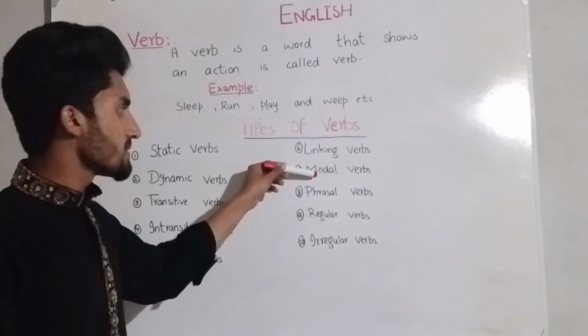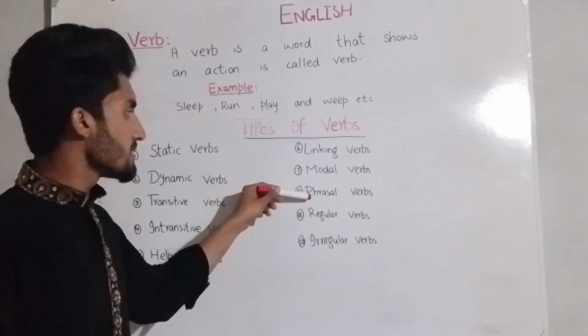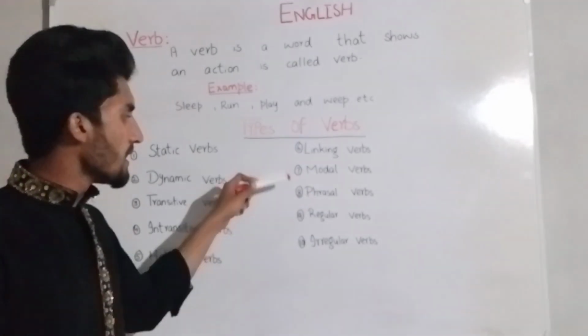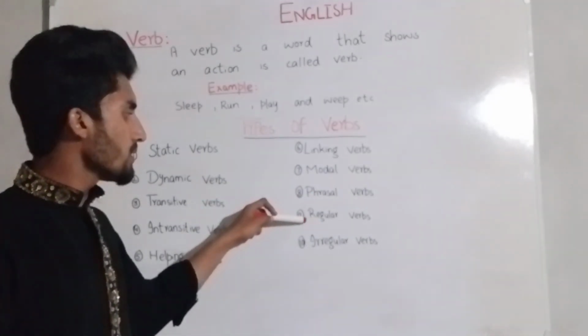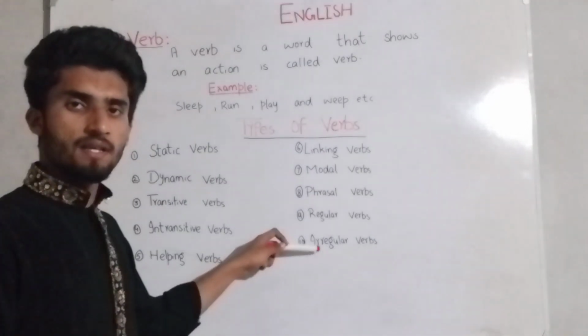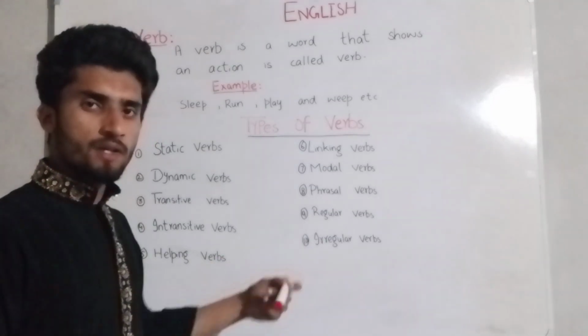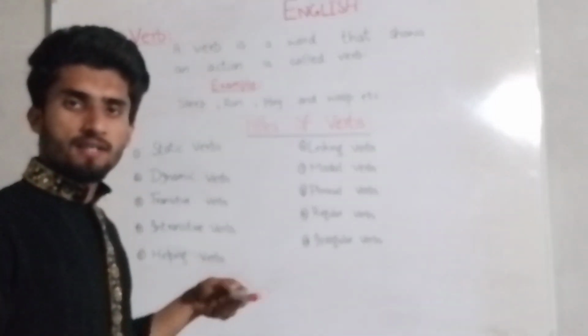And the seventh is modal verbs. And the eighth is phrasal verbs. And the second last is regular verbs. And the last is irregular verbs. I hope you learned all the types of verbs as I told you.